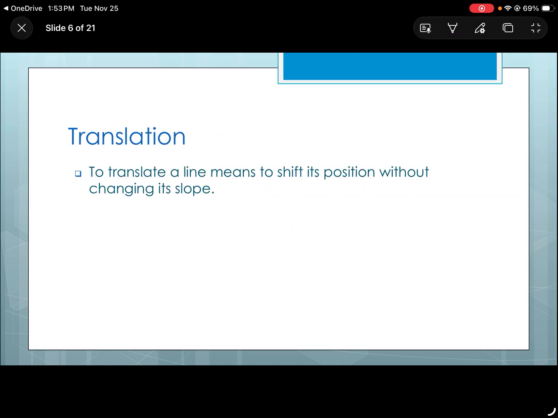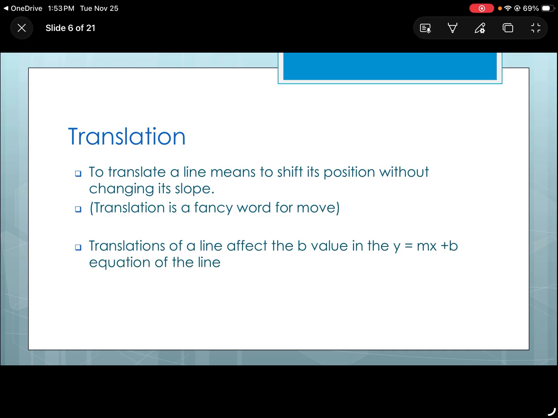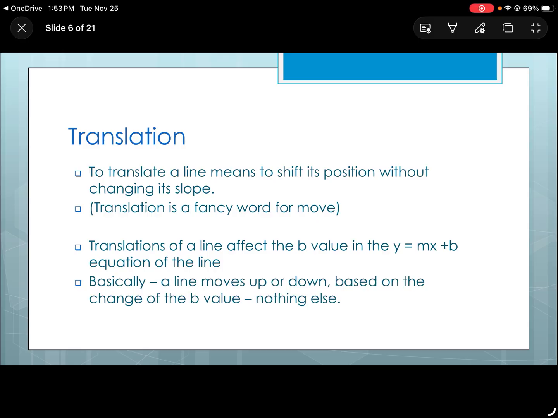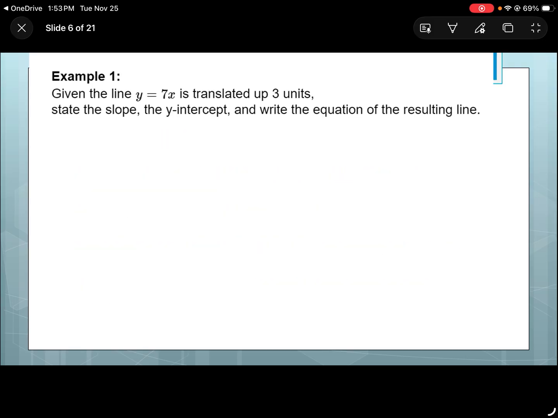So what is a translation? To translate a line means to shift its position without changing its slope. So effectively, it's just move it. Translation of a line affects the b value. So y equals mx plus b, the b value is changed. So if I say shift it up 7, you're just going to add 7 to the b value. If I say shift it down 3 or translate it down 3, it's going to take away 3 from the b value. Basically, a line moves up or down based on the change of the b value, nothing else.